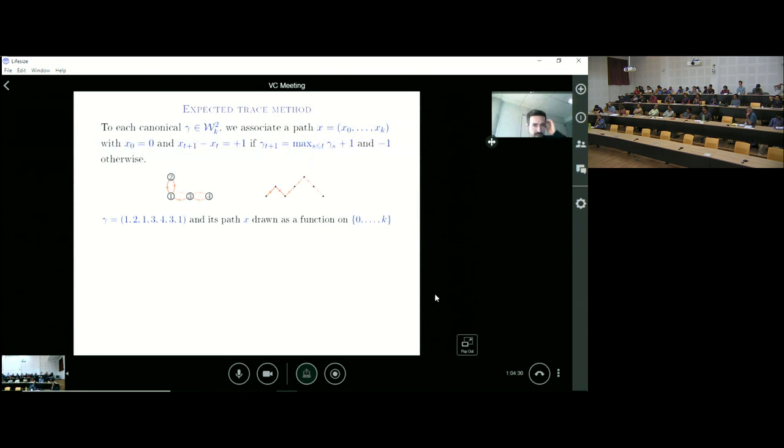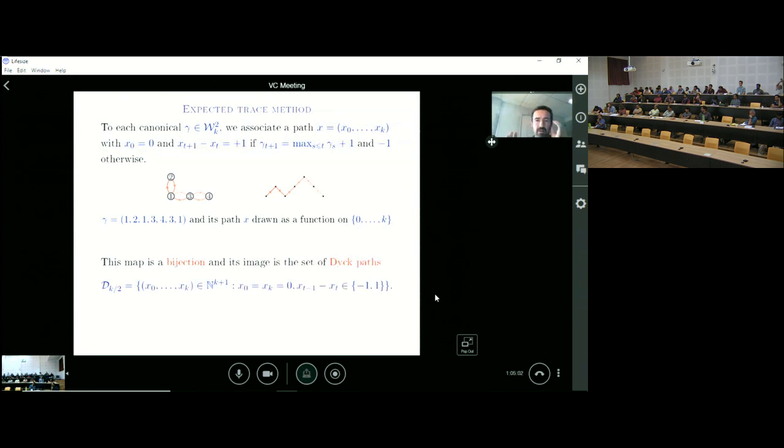So let's start. You start from, let's say, 0. Then you visit vertex 2. It's a new vertex, so you do plus 1. Then you come back to 1. It's not a new vertex, so you do minus 1. You visit 3, which is a new vertex, so you do plus 1. Then you visit 4, a new vertex, plus 1. And then you visit 3 and 1, which are not new vertices, so you do minus 1 twice.